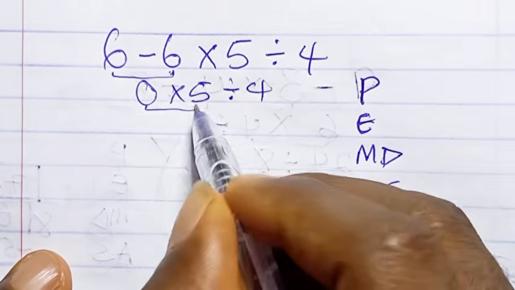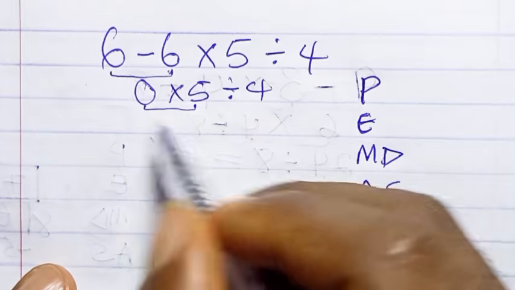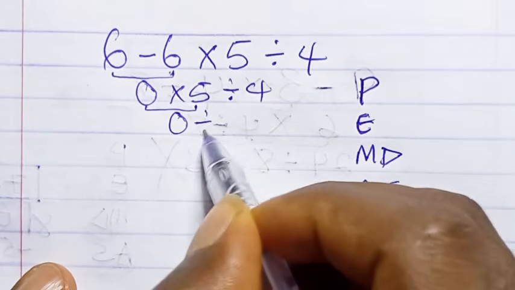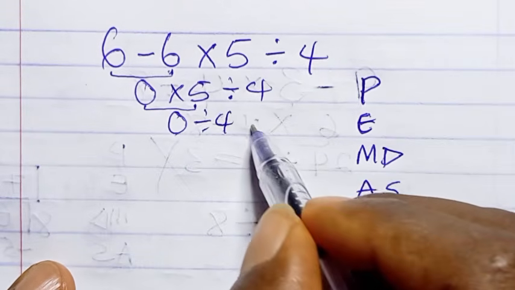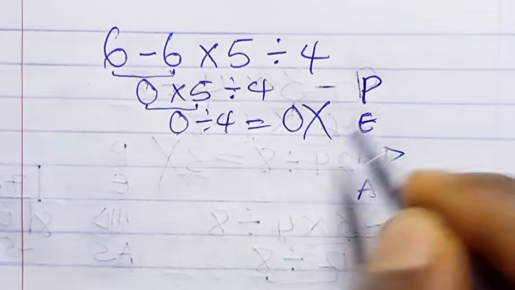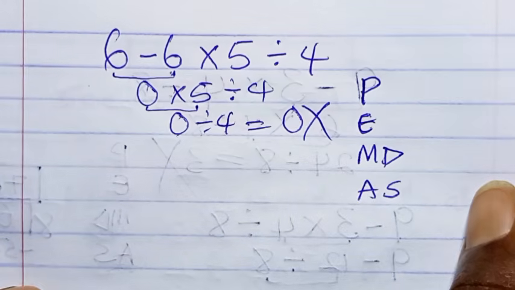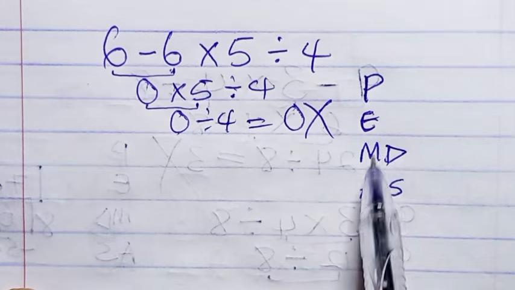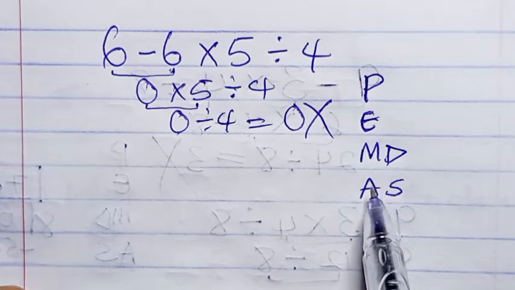So 0 times 5 is 0, divided by 4. 0 divided by 4 is 0. So this method of solving this question is very wrong. I have my PEMDAS rule here.